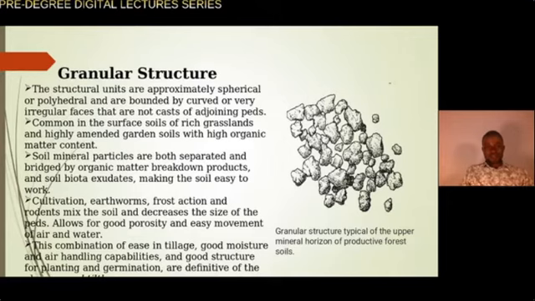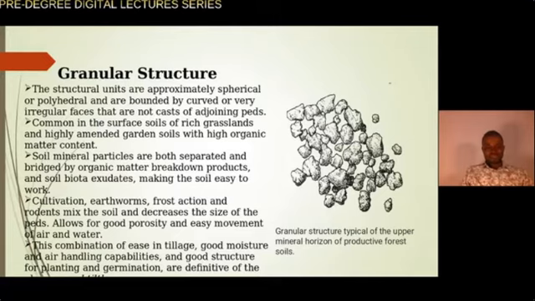This kind of structure is found in grassland or rich grassland soils, and we are made to know that it is highly amended, meaning grass soil that is enriched by human means with high organic matter content.